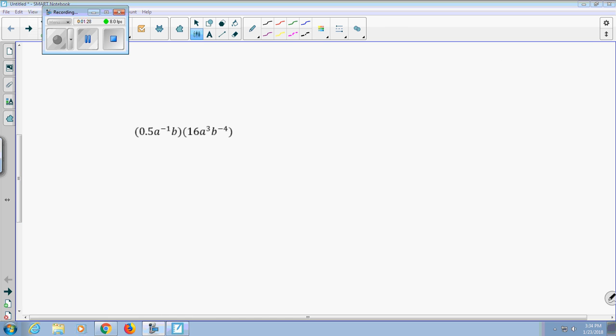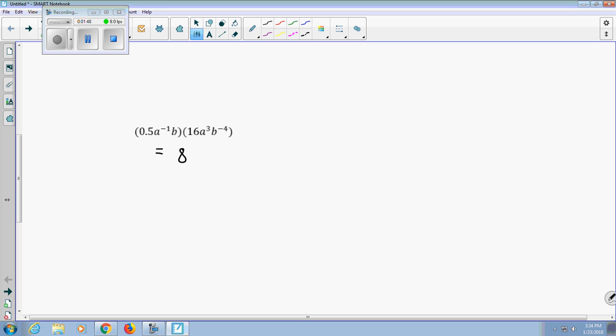Okay, for this next example, here we do have some negative values appearing in the variable exponents for a and b, actually in both of the pieces being multiplied together. When we multiply these, again, we could start with just the numbers. So we have 0.5 times 16. And I know that's the same thing as half of 16, which is 8.